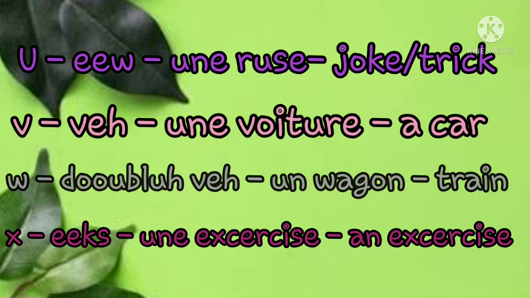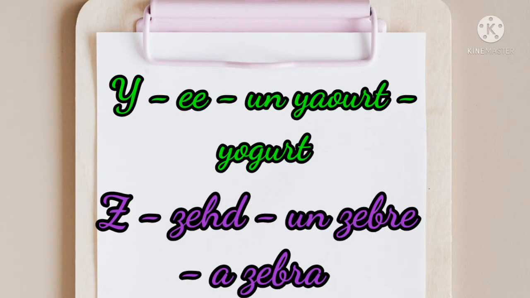U is U, ruse, which is joke or trick. V is vé, voiture, a car. W is W, double vé, and wagon, which is train. X is X, exercice, exercise. Y is Y, and yaourt, which is yogurt. Z is Z, and zèbre, zebra.